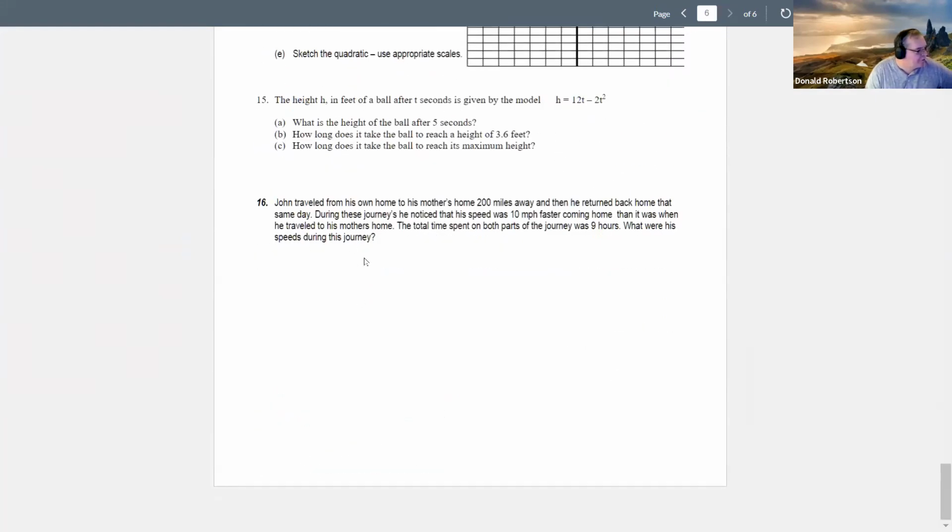This one here, the John travelled home with his mother one. Yes. Oh, you don't like puzzle questions, or you just don't like this puzzle question? I just don't like this one.